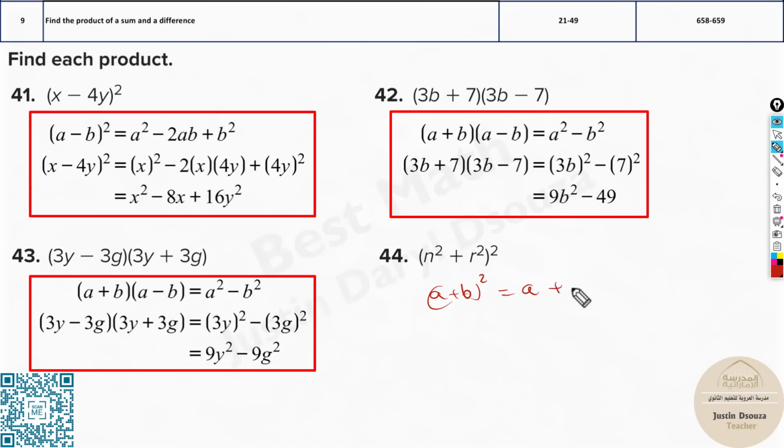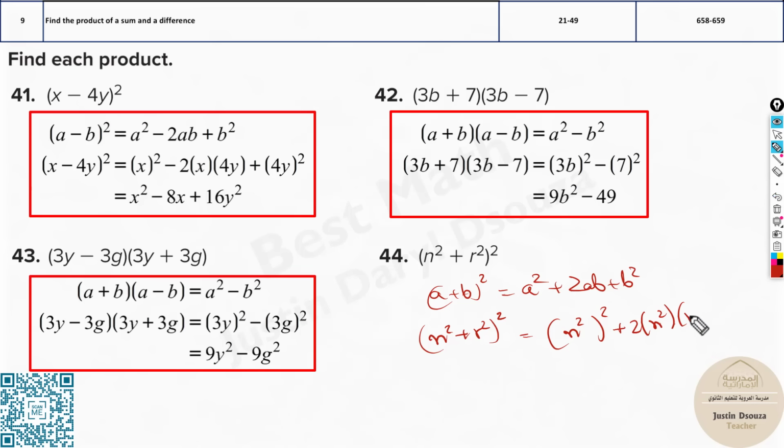It is a squared plus 2 times ab plus b squared, right? Now here we must understand this a is n squared and b is r squared and then the whole square is there. So when we write it out, the square already has the formula. This square is from the formula, but what is a? A is n squared. Then 2 times, what is a? It's n squared times b squared, sorry, r squared, not b.